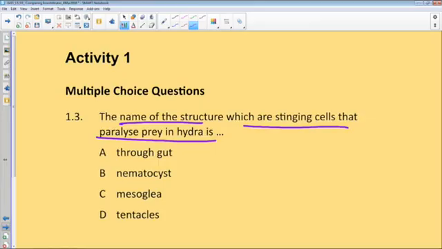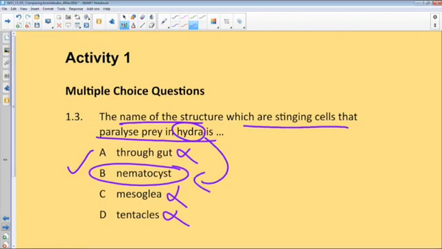So guys, what is the answer? Is it a through gut? No guys, that's not correct. Is it the nematocyst? Correct. Or is it the mesoglea? No, this is a body and tentacles. No. So the correct answer here would be the nematocyst or the nematoblast, which we see characteristic of the group Cnidarians, and the example that we referred to here are Hydra.